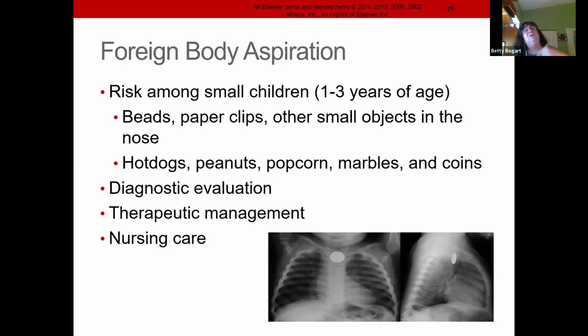I've seen children aspirate a French fry. One little 3-year-old boy, it was a French fry, got stuck in his trachea. We couldn't get it out. He ended up on ECMO and actually 3 days later died. So there are all different outcomes to this. So make sure that we keep small objects away from young kids.